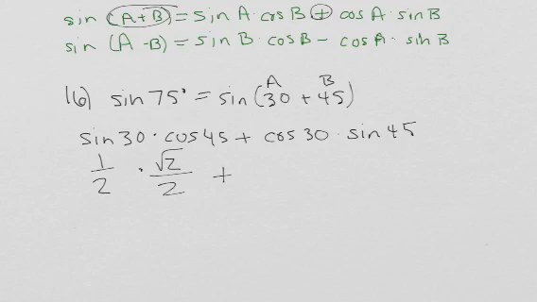Then I'll be adding. I'll do the same thing. Cosine 30, which would be square root 3 over 2. And then sine 45, which is square root 2 over 2. Now I just got to do some computations. Of course, I follow order of operations.